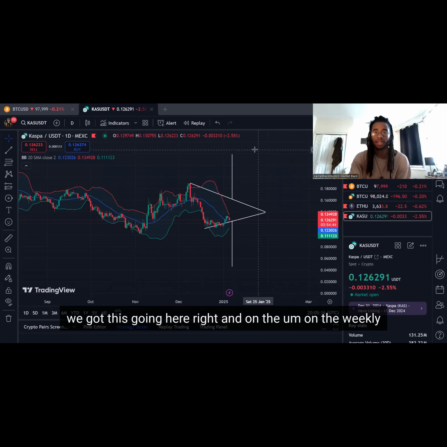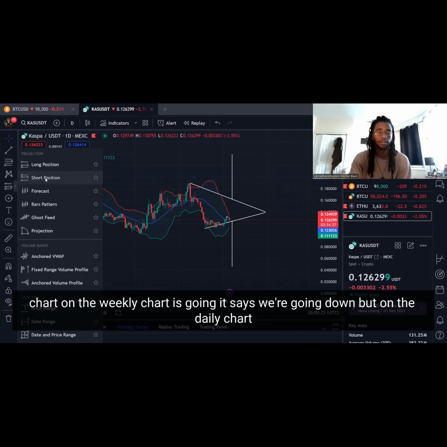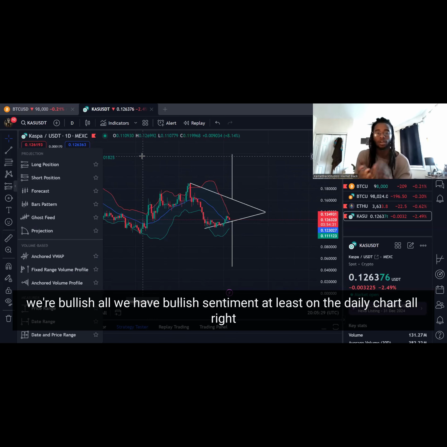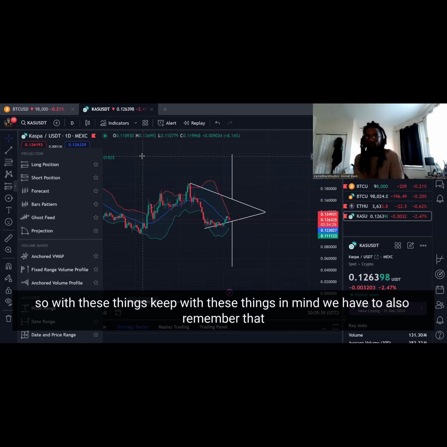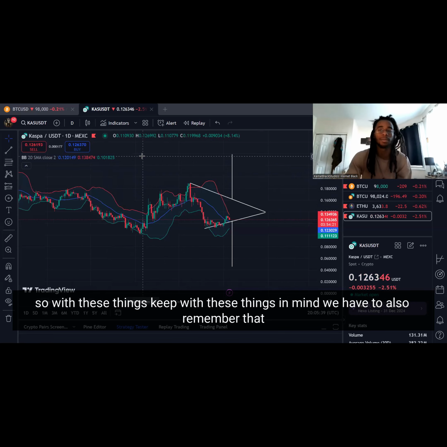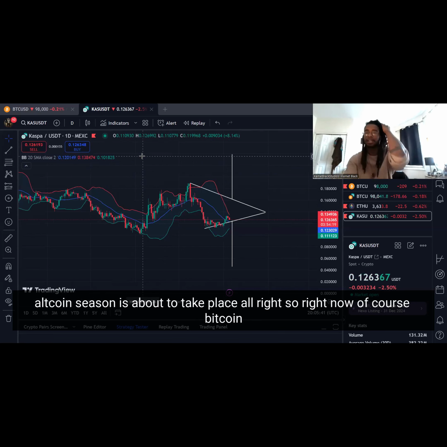Because on the daily chart, we got this going here, right? And on the weekly chart, it says we're going down, but on the daily chart, we're bullish. All right, we have bullish sentiment at least on the daily chart. With these things in mind, we have to also remember that altcoin season is about to take place.